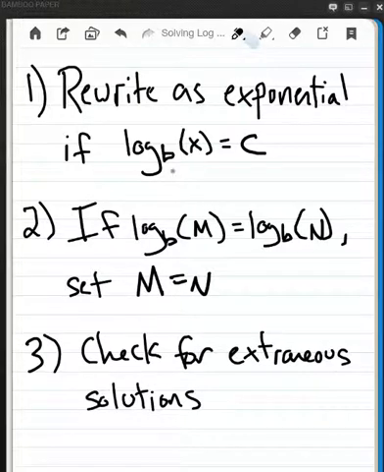If, however, the log is equal to another log and they have the same base, then we can set the arguments m and n equal to each other. That was one of the laws of logs that we learned earlier.